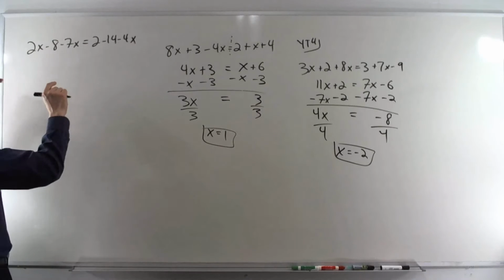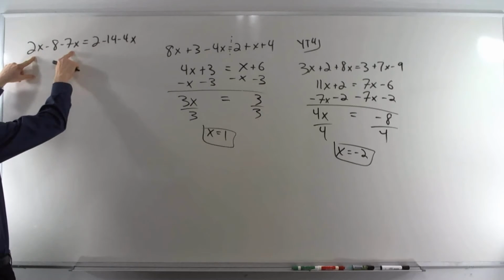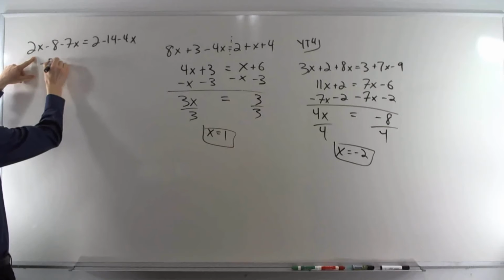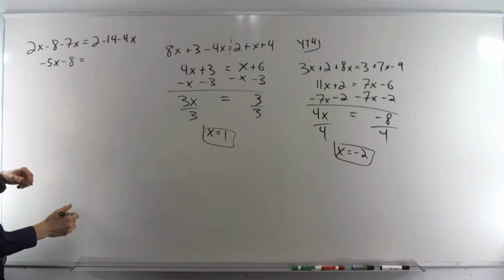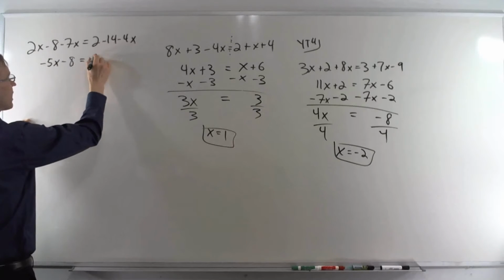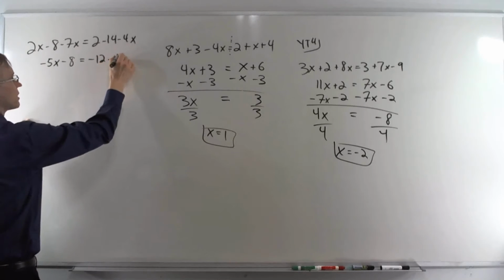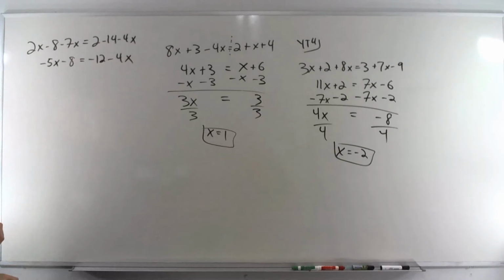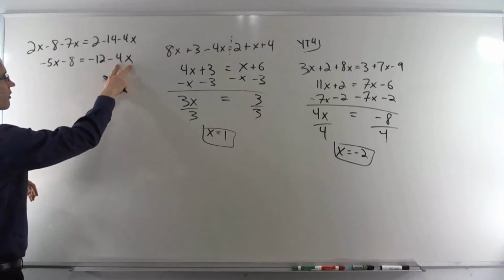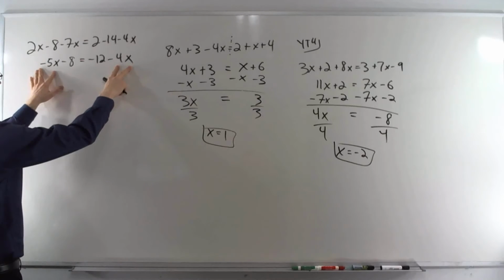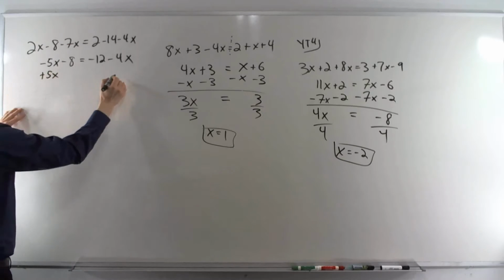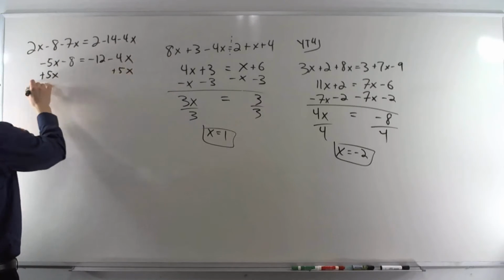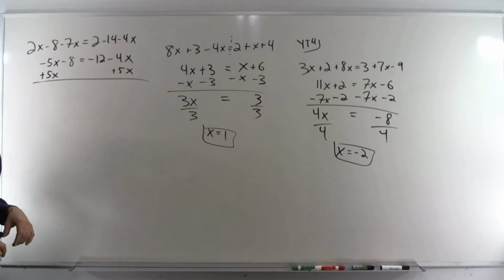Got like terms here. 2x minus 7x gives us negative 5x. And negative 8, that'll stay on the left-hand side. And over on the right, you got 2 minus 14, that's negative 12, minus 4x. I got lots of negatives here. So if I were to add 4x to each side, this one would still be negative over here. So I'm going to add the larger one. So plus 5x on this side, plus 5x on this side. That'll give us a positive x on this side.